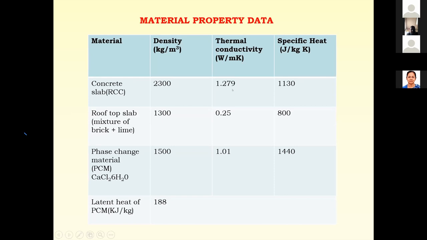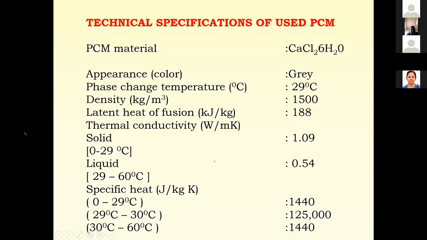And the material that I selected is PCM CaCl2·6H2O, that is calcium chloride hexahydrate. These are the properties you can see, and the properties of the concrete slab RCC you can see here: density, thermal conductivity, specific heat. So I will show you quickly. And these are the important properties here.